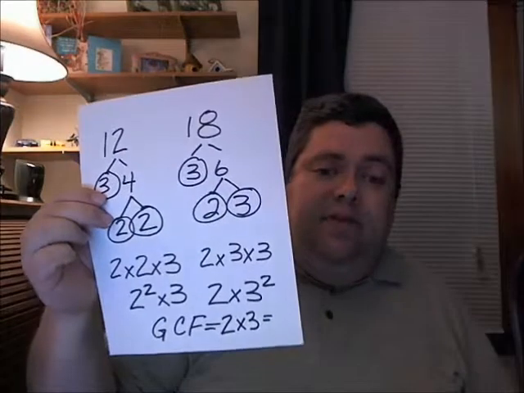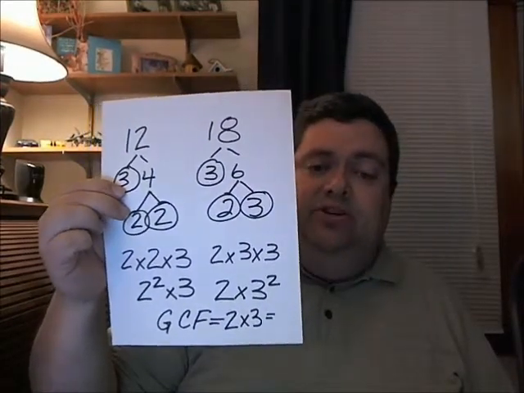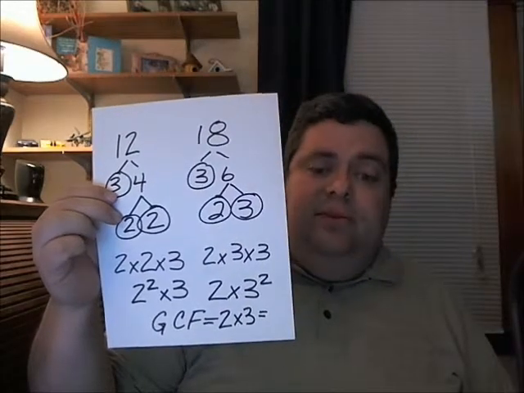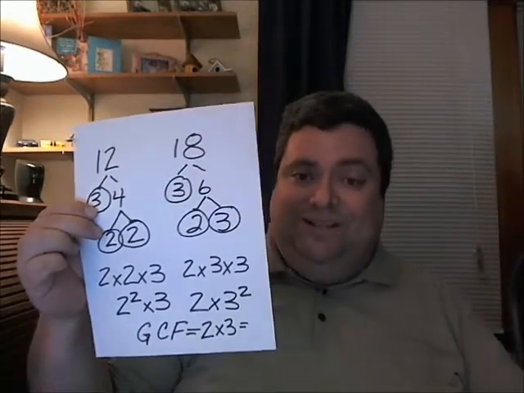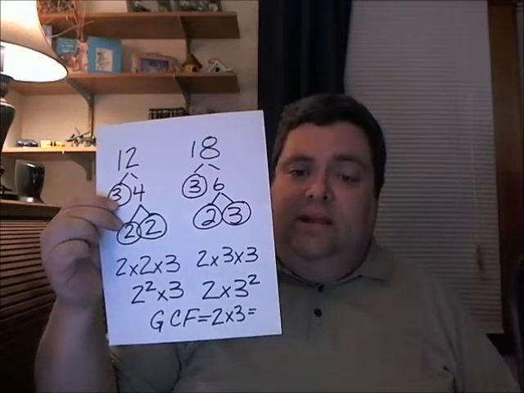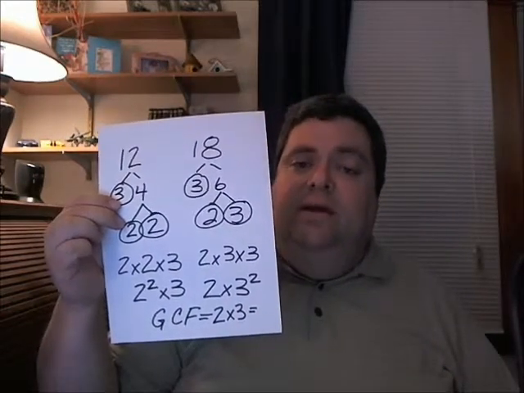And my greatest common factor would be the product of the numbers that it had in common. It had 2 in common, and it had 3 in common. All the other numbers are left out. We'll get to those when we do least common multiples. But for right now, these are just the numbers I need. A 2 that they had in common, and a 3. 2 times 3, of course, is 6. And that gives me my greatest common factor of 6.